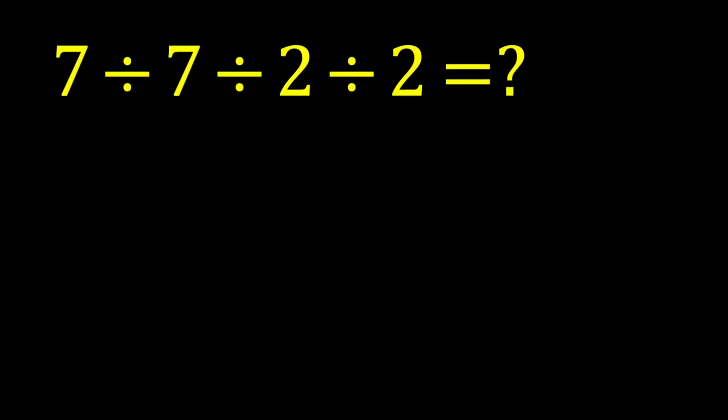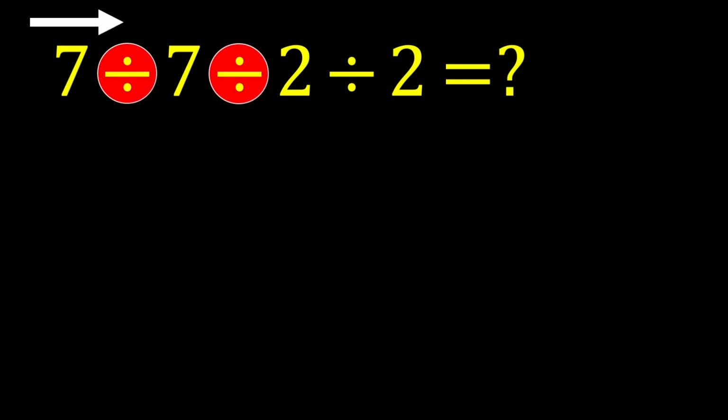7 divided by 7, divided by 2, divided by 2. In this expression there is more than one division. Since divisions have equal priority, we move from left to right and perform the divisions in order, first this division, then this division, and finally this division.